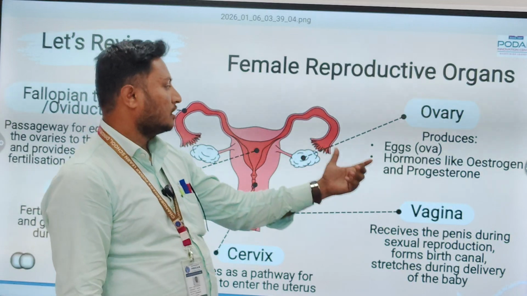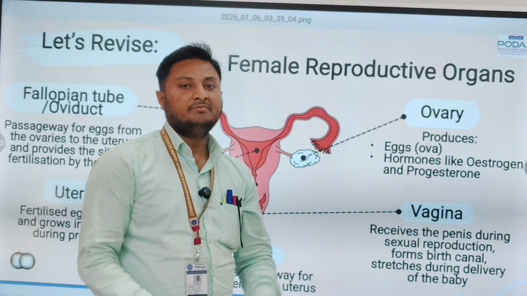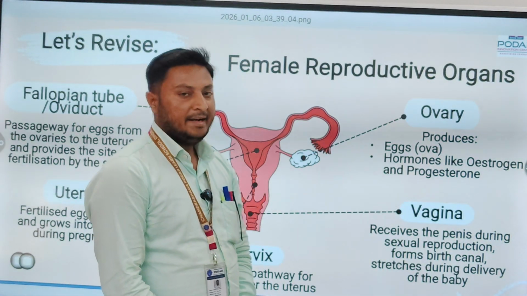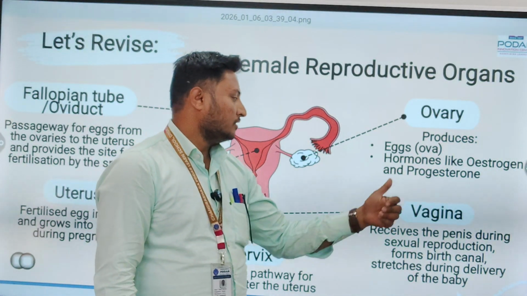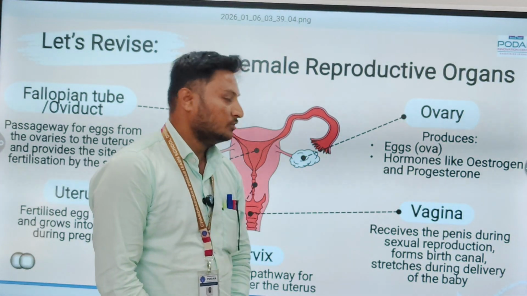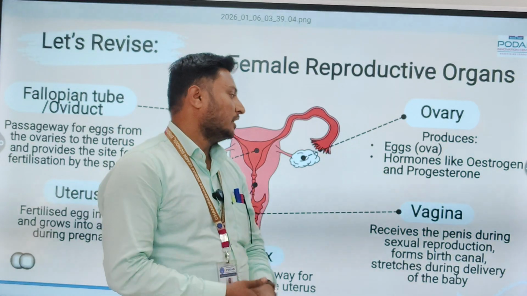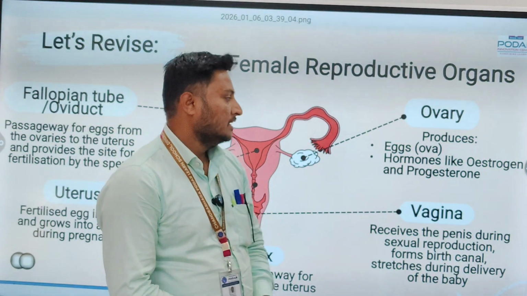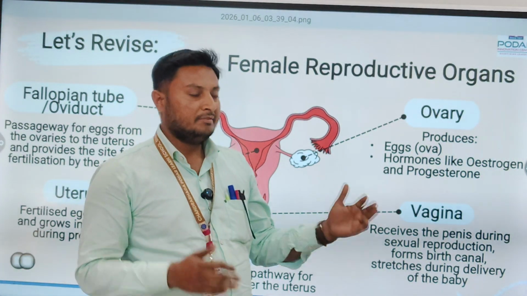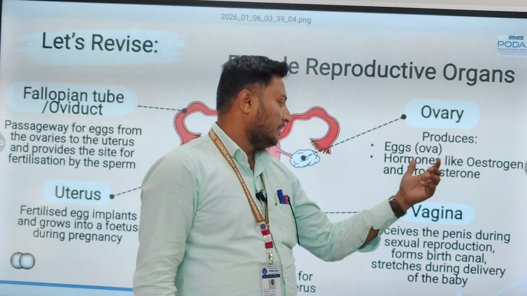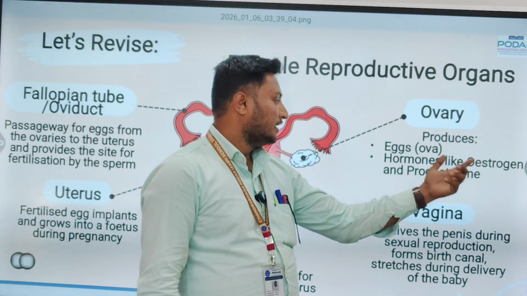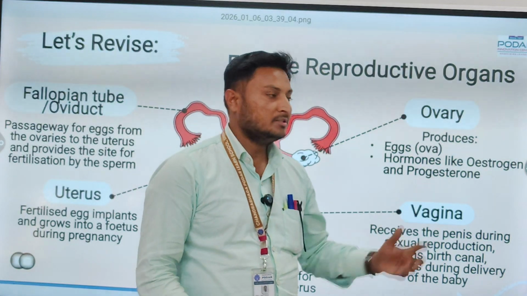And what is the important function of the ovary? It produces the female gamete, that is the egg, and another name for the egg is ova. The hormones estrogen and progesterone are also produced by the ovary. What is the function of these hormones? They are responsible for the characters of femaleness, the characters which make the difference between male and female. These hormones are responsible for producing secondary characteristics in the female body.